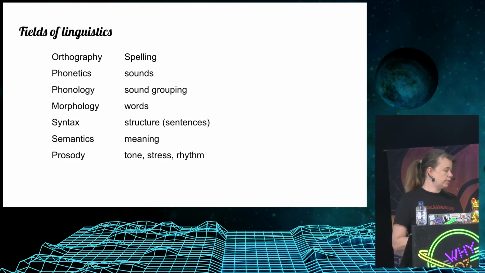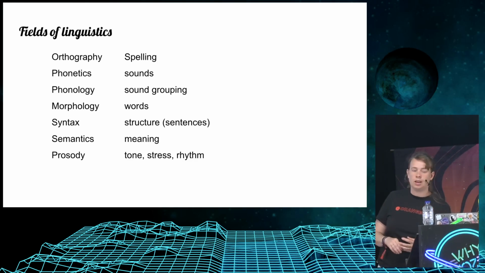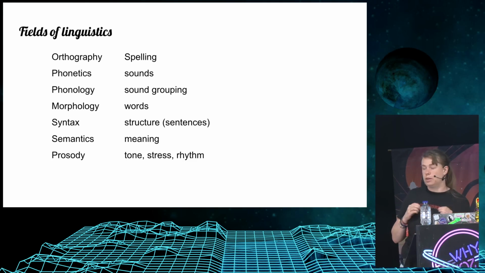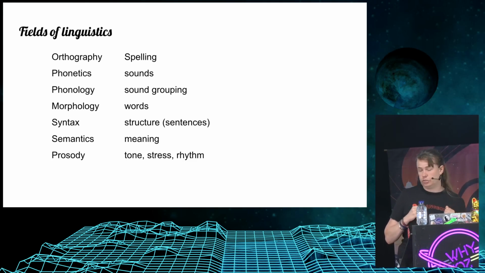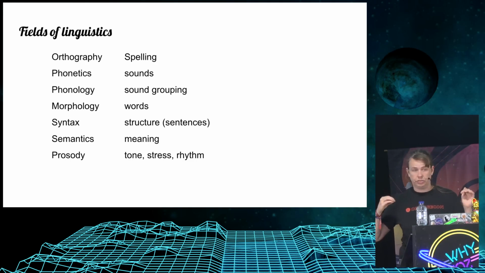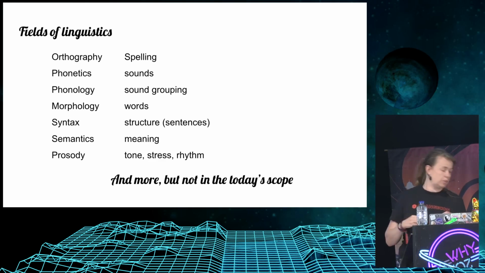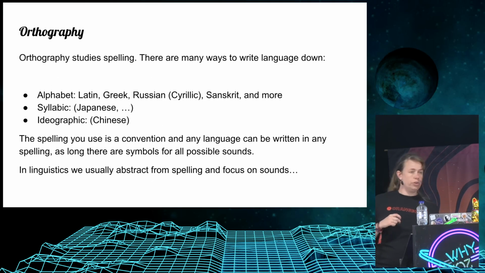And then there is prosody, which is a small and not so well-known topic, and it concerns the tone and also the stress of words and the rhythm and even the melody of sounds, which is why they are called extra segmental parts. So the segments of words are the sounds, but extra on top of the segments there can be a tone or a stress. And there are more fields of linguistics, but they're not in the scope of today's talk. So, without further ado, let's continue with orthography.